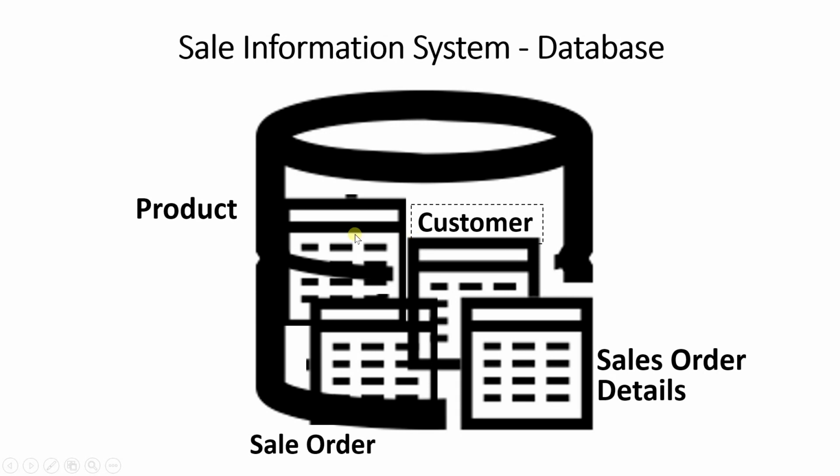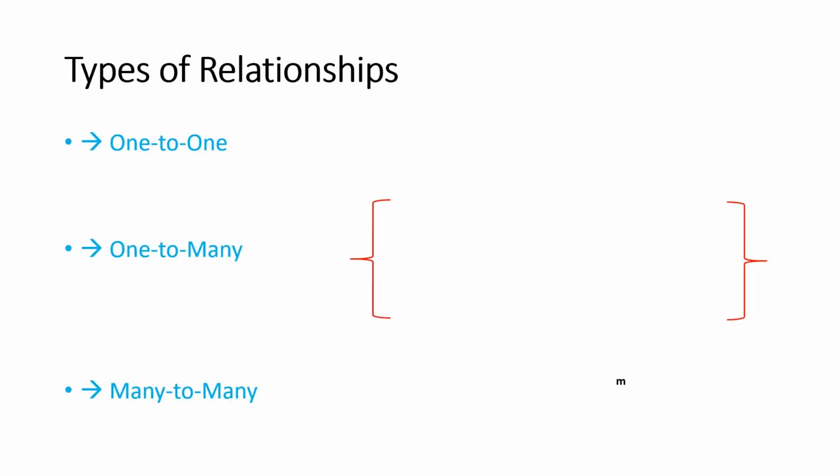How will these files be linked within a database? For that we need to understand the concept of association or relationship in databases. There are three types of relationship that exist in databases: one-to-one, one-to-many, and many-to-many. In a one-to-one relationship, an instance of an entity will be associated with only one instance of another entity. For example, one person can have only one passport, and one passport can only be issued to one person.